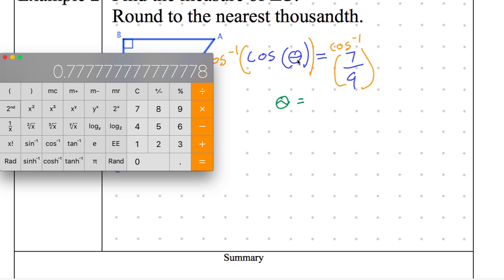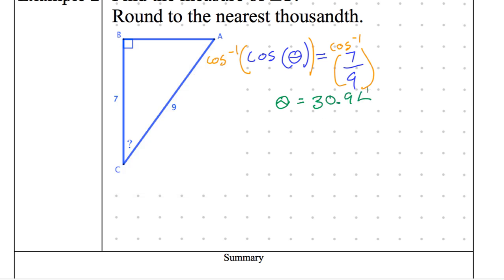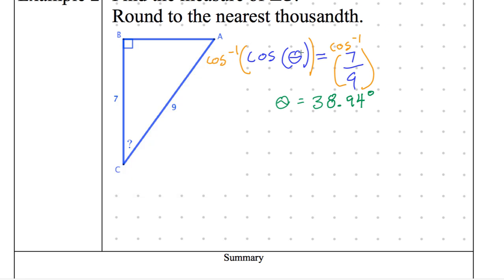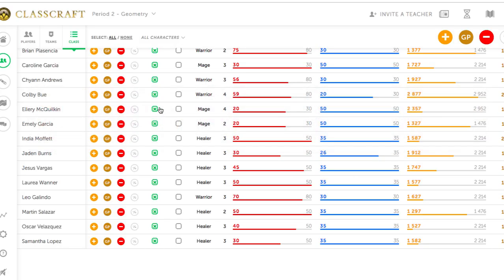Raise your hand if you have an answer and have not participated yet. Go for it, Sam. 38.94 like that. Degrees. Let's check it out. So we took the arc cosine, 38.94, and it was rounded correctly. Good job, Samantha. And last step is to box your answer. There it is. Thank you, Samantha. You can turn in your participation card.